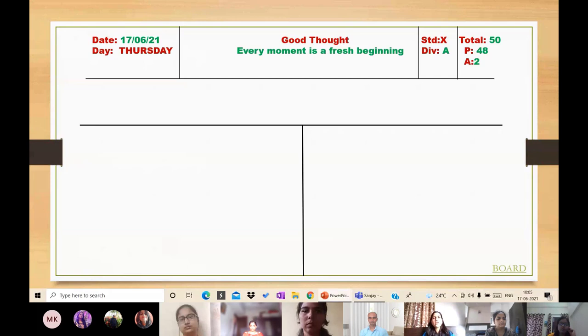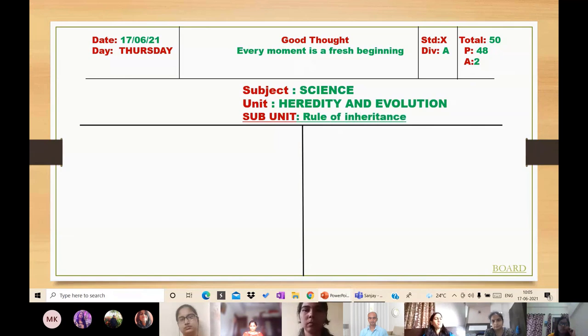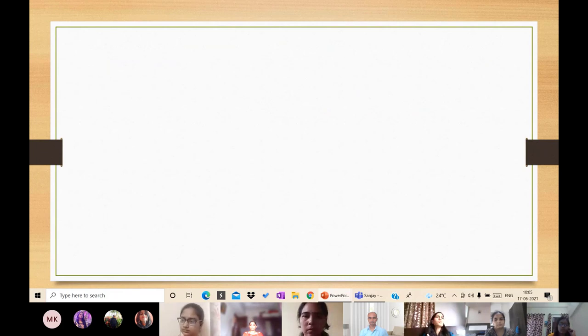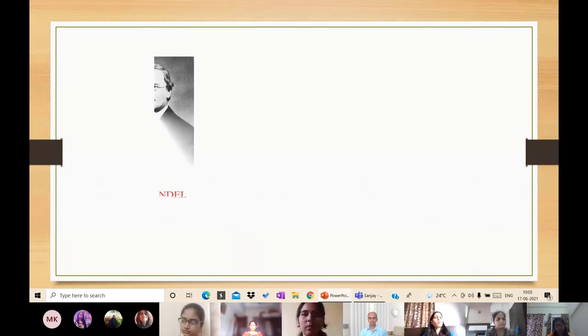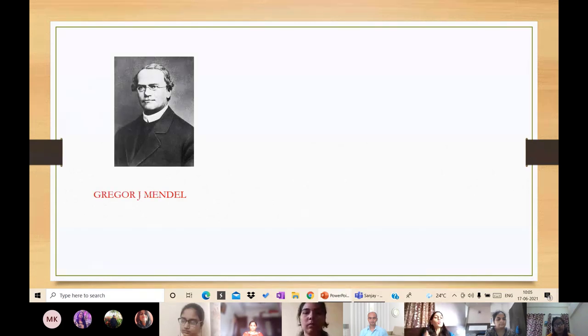So today in the subject science, we are going to study the unit heredity and evolution, and in this we will learn the rules of inheritance with the help of the example of Gregor Mendel's experiment. Students, there were many scientists who worked on the study of inheritance. Among all those, Gregor Mendel was the person who was able to explain the rules of inheritance. And why is it so? Because he blended science and mathematics.